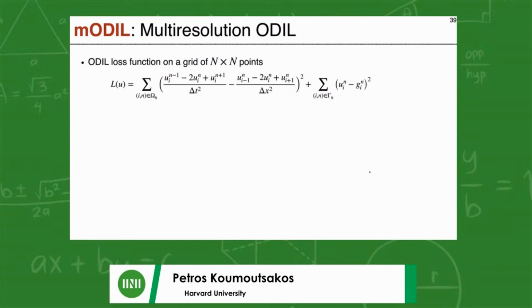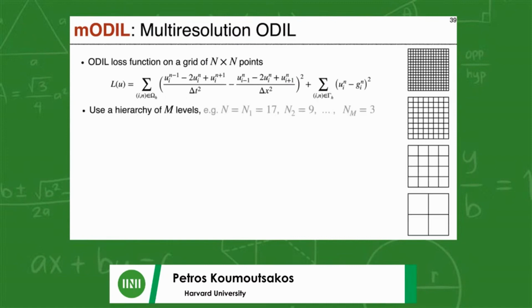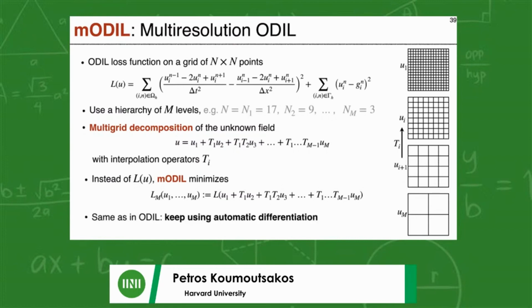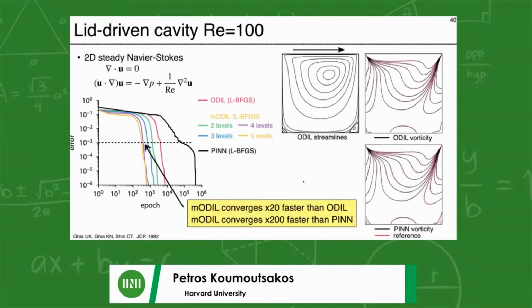There is a multi-resolution version of ODIL. The idea is that you use a hierarchy of grids to write this optimization of the discrete loss. And then, similar to multigrid, you can have interpolation operators. We keep using automatic differentiation on the different grids. And again, here is a comparison of PINNs versus ODIL and MODIL for solving the lid-driven cavity at Reynolds number of 100. This is the vorticity, the reference, and ODIL. You can see quite good accuracy. This is PINNs and the reference, and you can see the number of epochs that I need in order to do the training. I have about 3 orders of magnitude improvement in the number of epochs that I'm using to get the result to a factor of 10 to the minus 6.